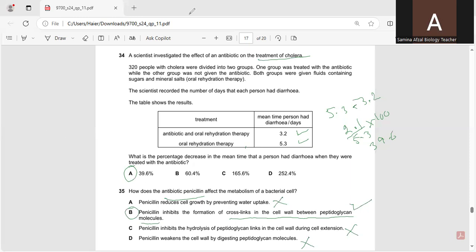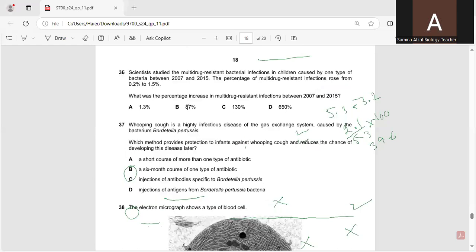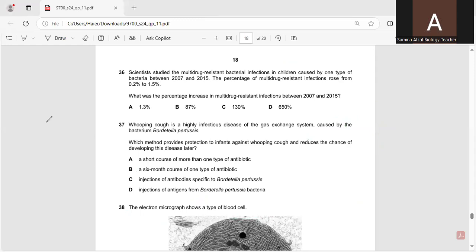Only B is the correct option. Now, question number 36, you can see there. Scientists studied the multi-drug resistant bacterial infections in children caused by one type of bacteria between 2007 and 2015. The percentage of multi-drug resistant infections rose from 0.2% to 1.5%.